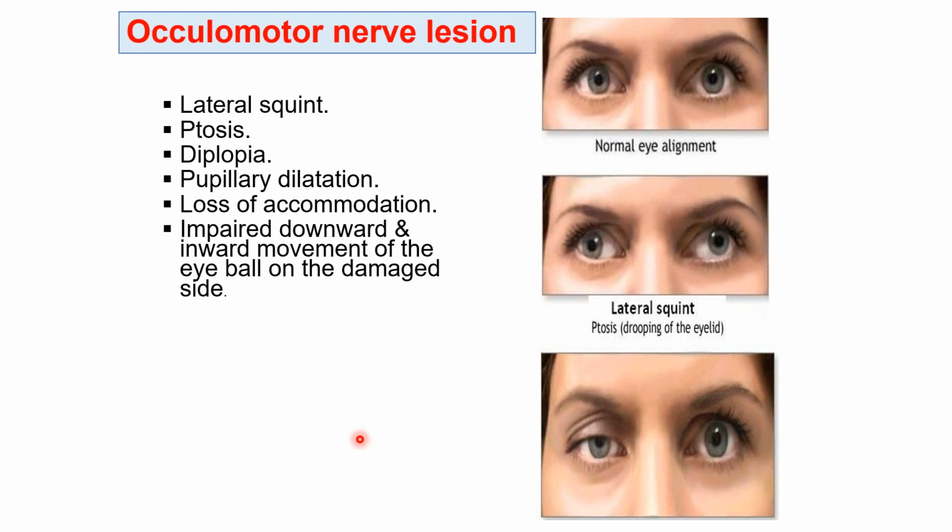Now we come to the oculomotor nerve lesions. A lesion of the oculomotor nerve leads to lateral squint, ptosis, diplopia, and pupillary dilation. Why pupillary dilation? Because the sphincter pupillae was supplied by the Edinger-Westphal nuclear component of the oculomotor nerve. In a lesion of the oculomotor nerve, instead of constriction, the pupil is going to dilate. So this is the effect, pupillary dilation. There is also loss of accommodation, and impaired downward and inward movement of the eyeball on the damaged side.